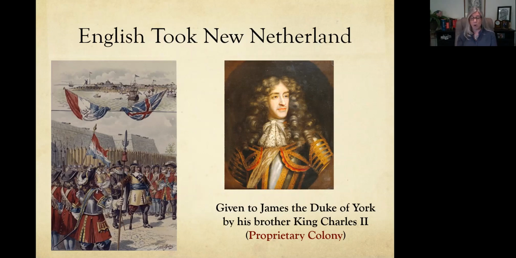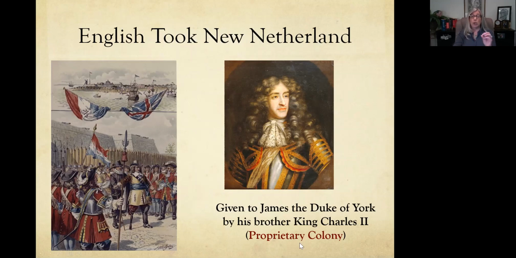So when they take control of New Netherland, these were already established colonies, and the English just take over the governance of it. And the area that used to be New Netherland, King Charles II is going to give the colony to his brother James, who at the time was the Duke of York. So remember, he's kind of the younger brother. He's not king. His brother is the king. So he's given this as just a gift, and it's a proprietary colony.